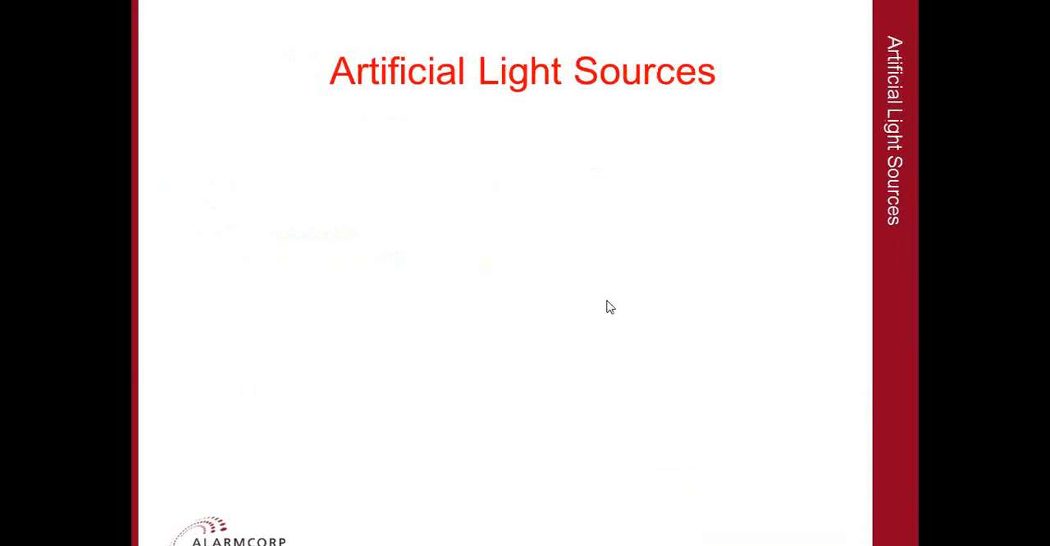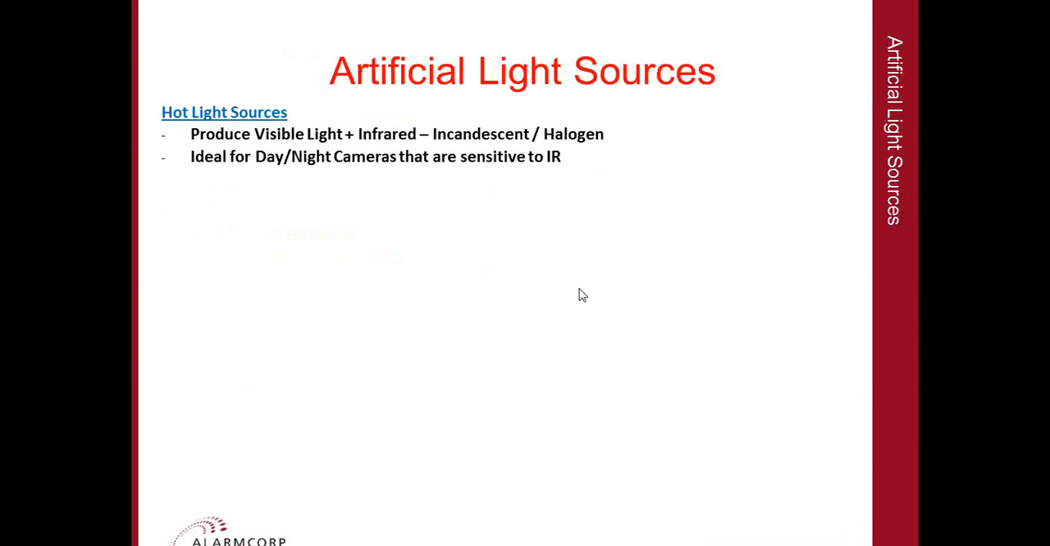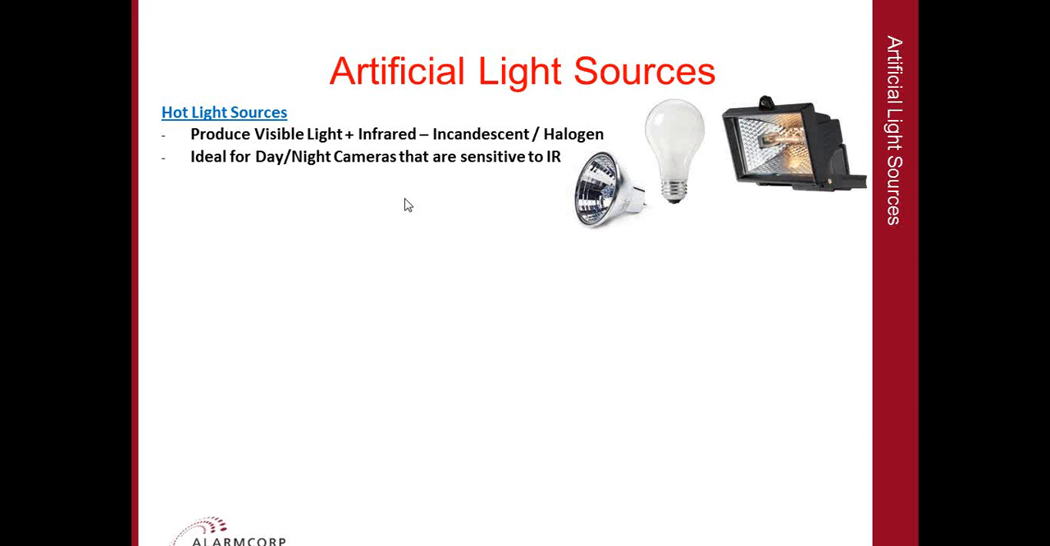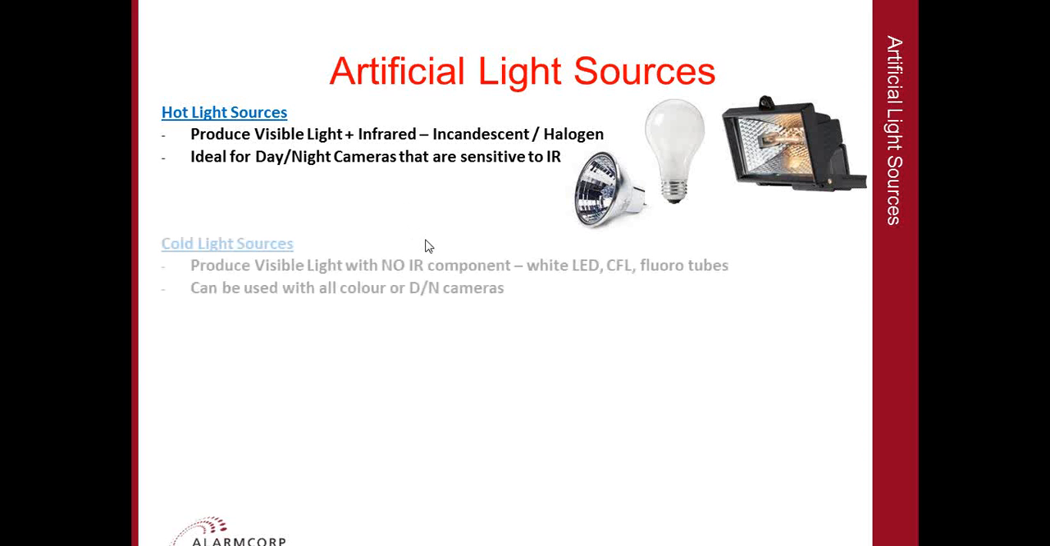Okay, artificial light sources. Let's discuss the types of artificial light sources that are available. We can classify light sources as hot light sources. In other words, they produce visible light and infrared, as typified by halogens, as halogen downlights, the old-fashioned incandescent light bulb, or a floodlight. They are ideal for day-night cameras that are sensitive to IR.